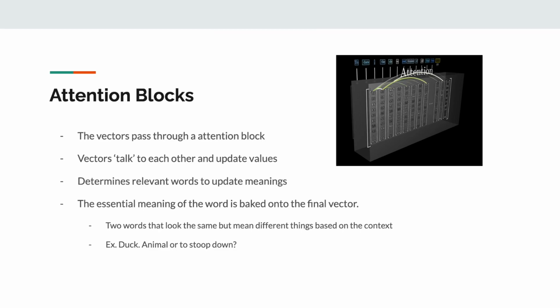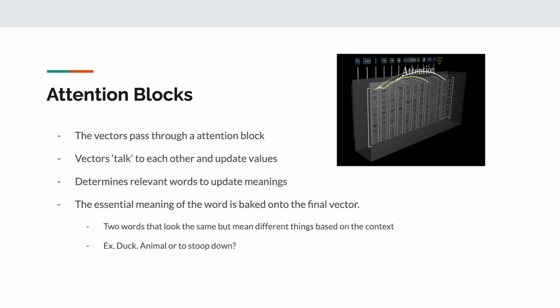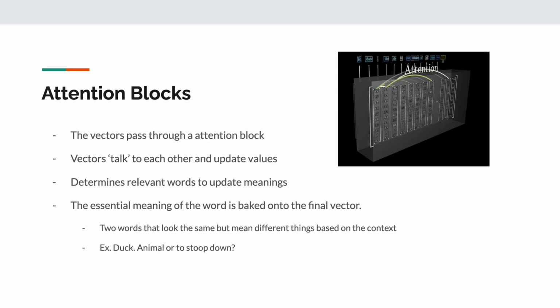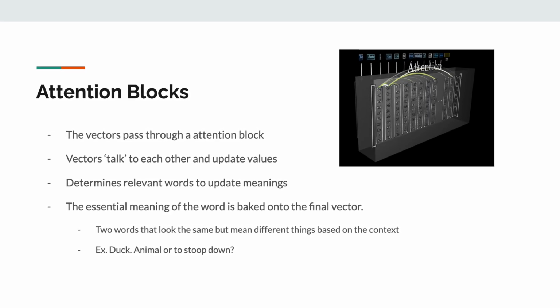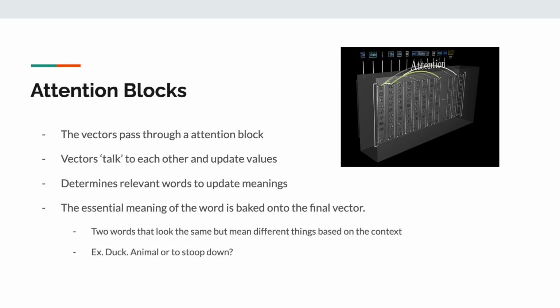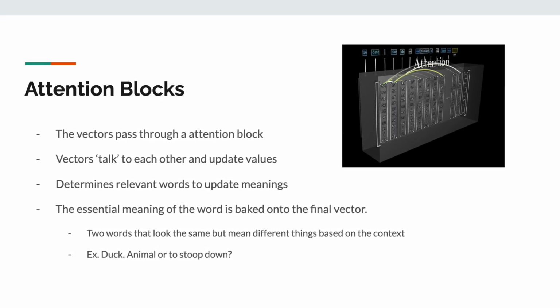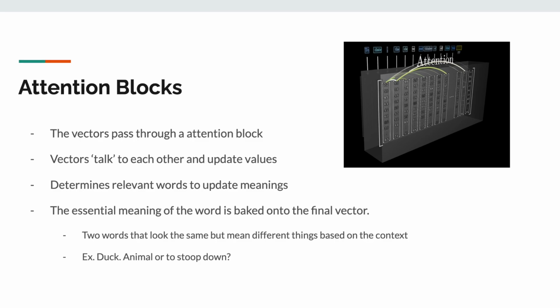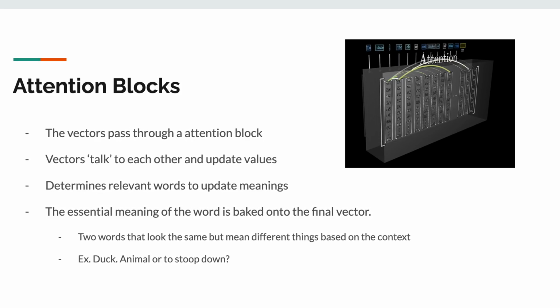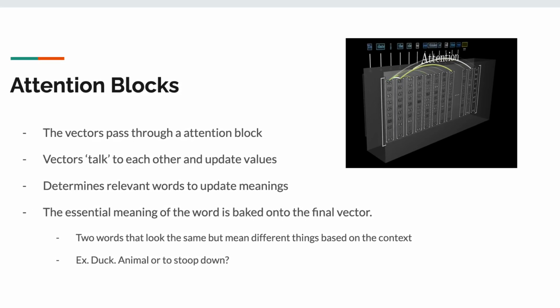Let's take the word duck, for example. The word duck could mean an animal or an action, depending on the surrounding words, also known as the context. So, through these attention blocks, the model learns which words influence each other, and it refines their meanings accordingly.